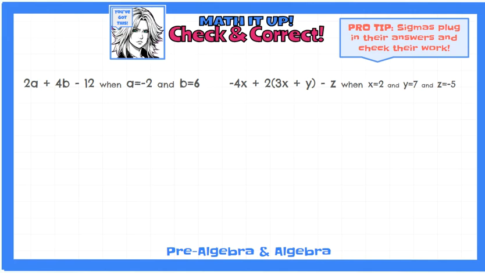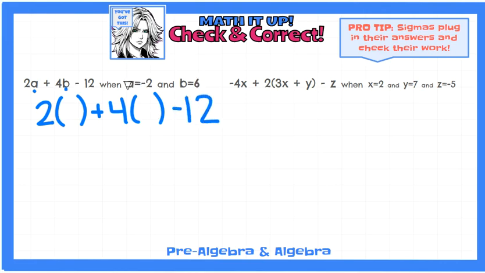All right, welcome back. Let's see how we did here. So we have 2, that's an A. We have 4, that's a B, and then we have minus 12. And this tells me that anywhere there's an A, I should plug in a negative 2, so that belongs here. And anywhere there's a B, I should plug in a 6, and that belongs here.